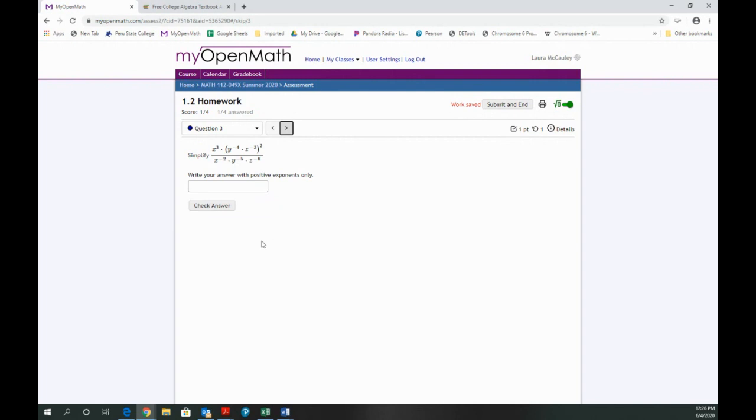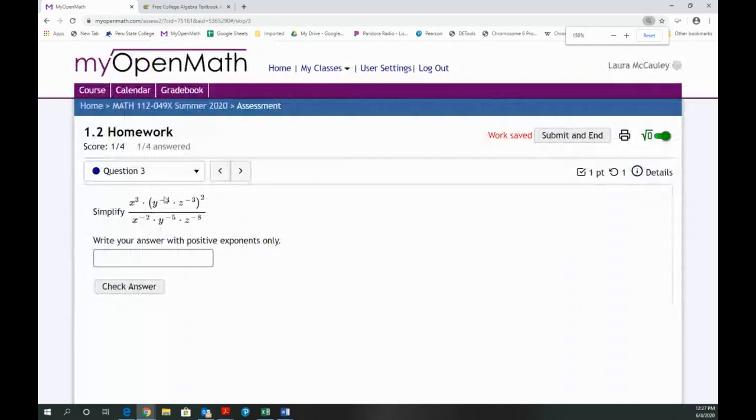All right, ooh, this one's a big old mess, isn't it? This is an expression with lots and lots of stuff going on. The first thing is you see those negative exponents. So let's remind ourselves what those negative exponents mean. Whoops, I wanted to make this a little bigger. Okay, let's remind ourselves what negative exponents are.